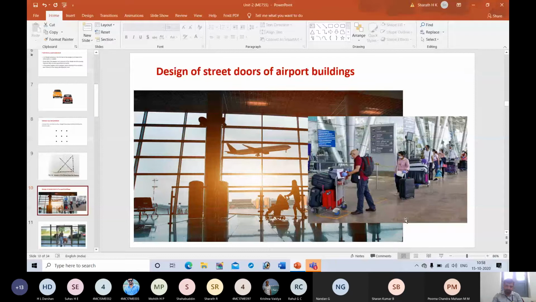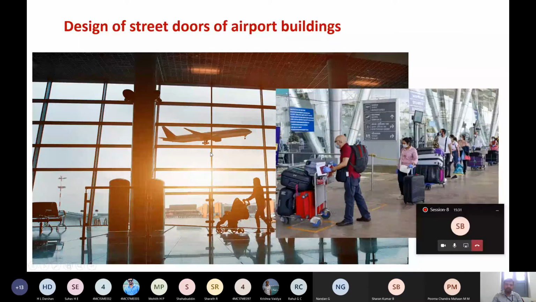So this is the problem related to designing the door of an airport building. Airport buildings are usually air conditioned. If you keep the door open always, the problem is that it will result in a heavy load on the air conditioning system, since when outside air is entering the building, it has to cool that air also, and then more load will be on the air conditioning system. That's why you cannot keep the door open always.